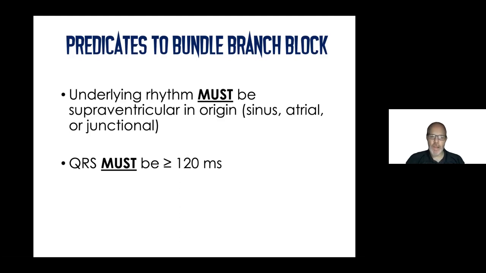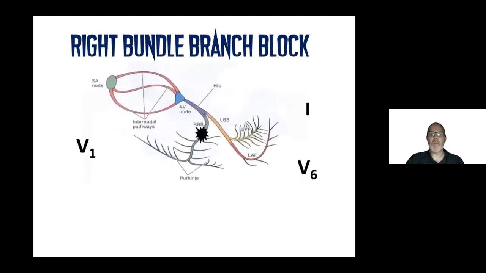So when you guys are looking at these strips, those are the first things you're asking yourself when you see something that's wide, right? Looks a little bit wider than usual. Number one is, do I see P waves, or do I see any evidence of supraventricular activity? And number two, is that QRS 120 milliseconds or greater? If it meets both of those, then you can go down that bundle branch block path.